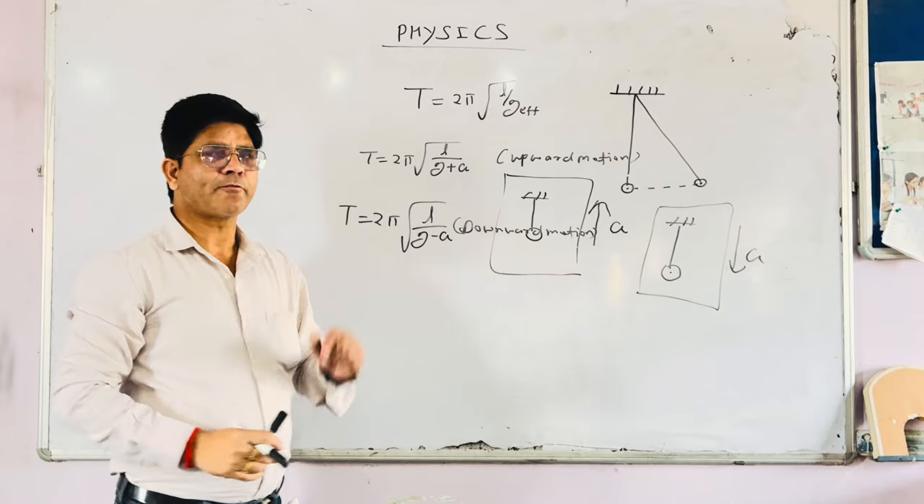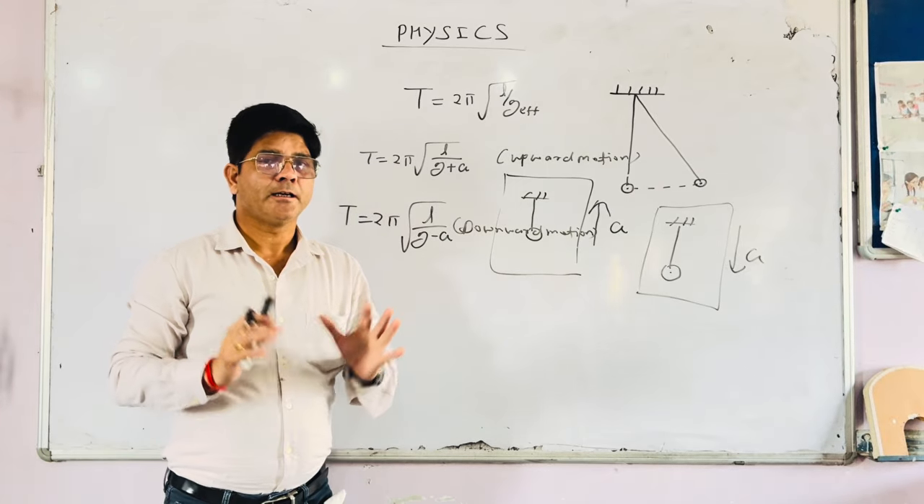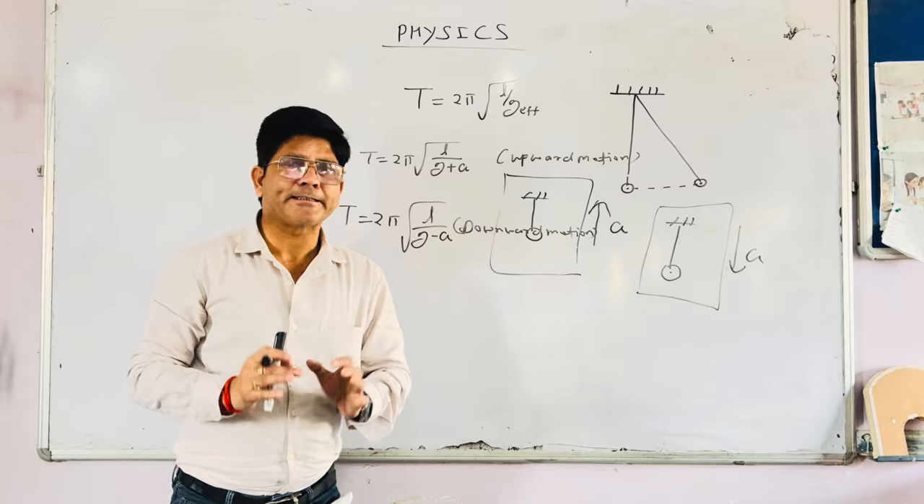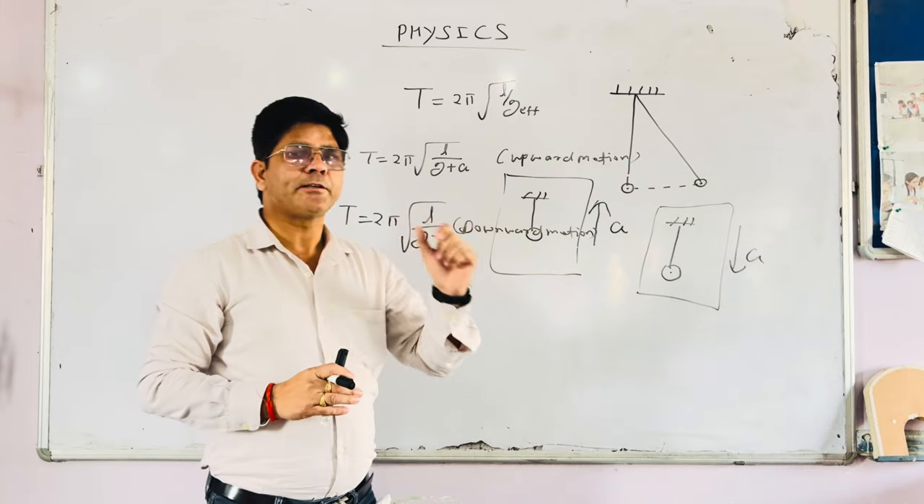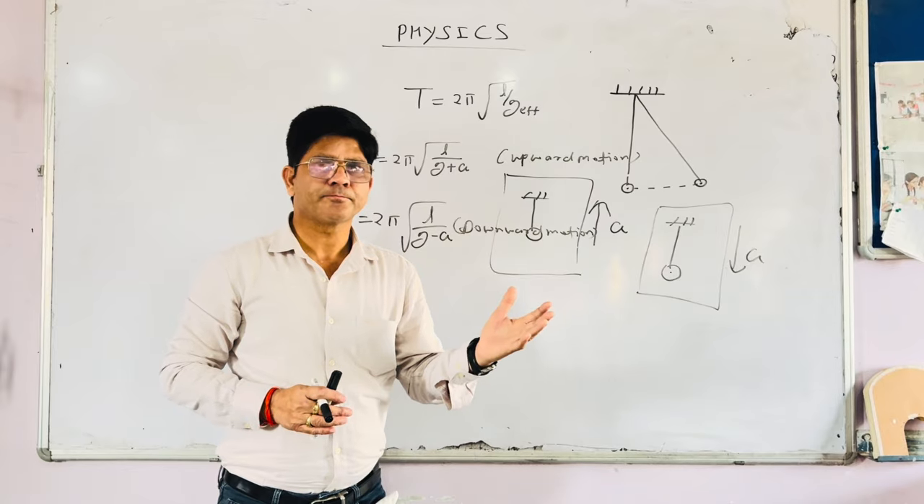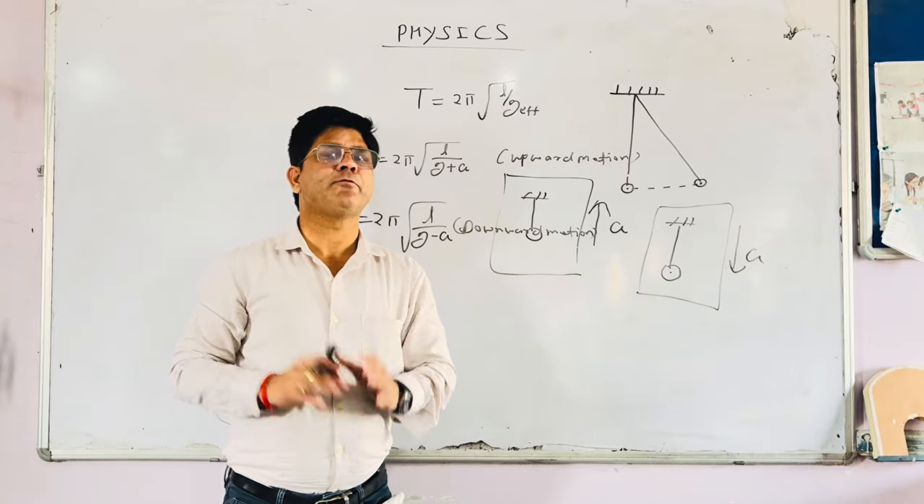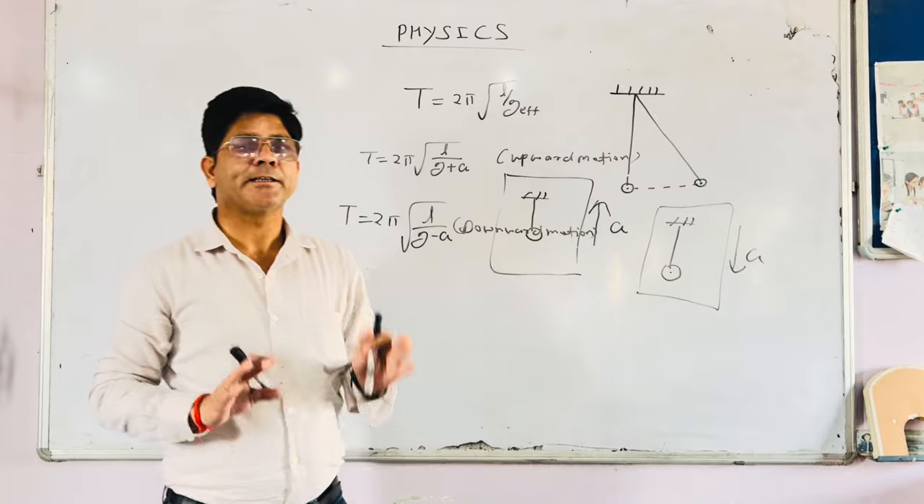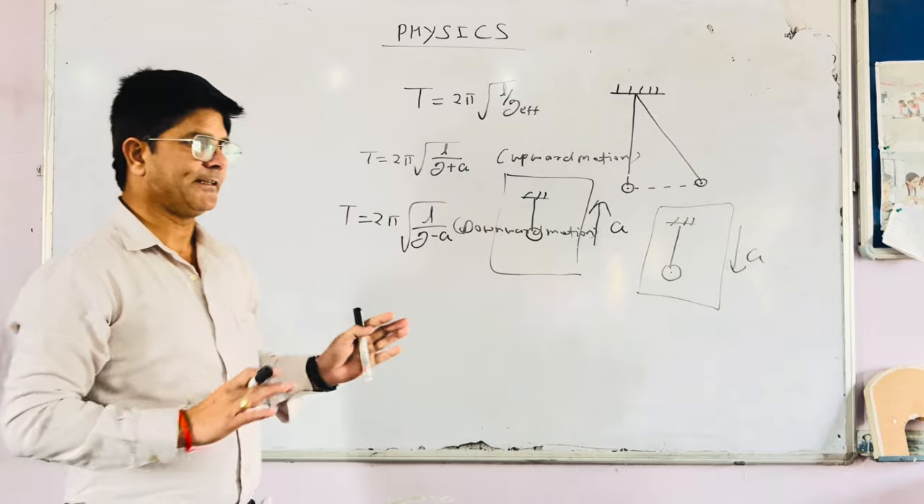But now we discover a new condition. Like the pendulum is vibrating and we place this pendulum on a moving vehicle, like on a truck, which is also moving forward or backward with an acceleration a. What happens then? Let's discuss.